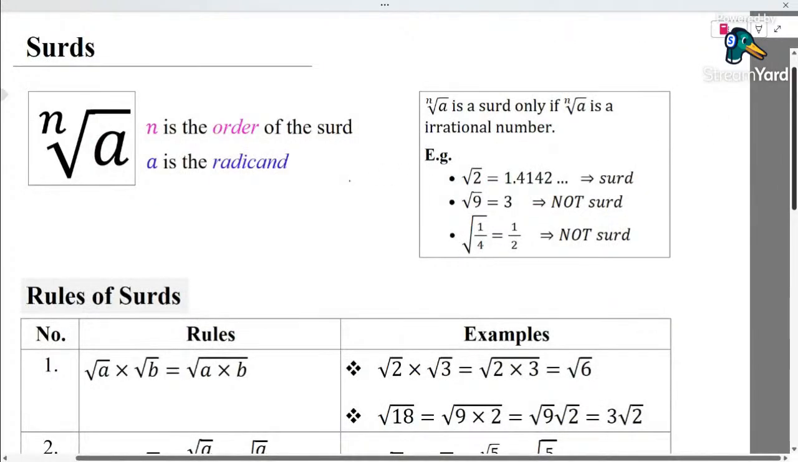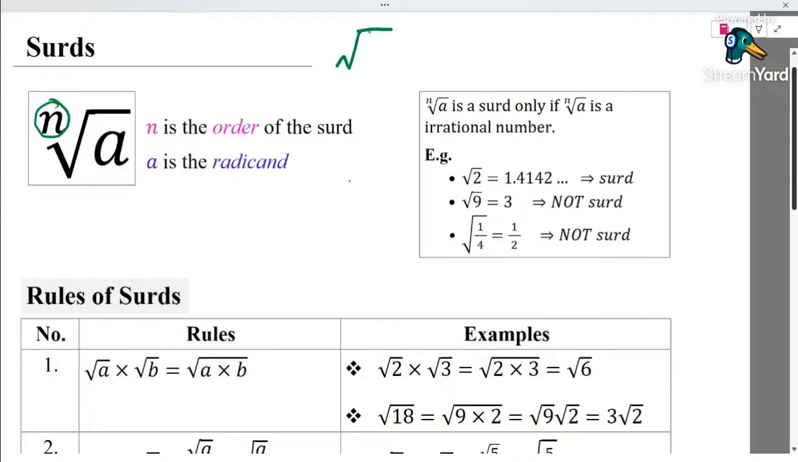Okay. Surds in general, we write in this form here. The n here is trying to tell you the order of the surd, so the root involved in the surd. For example, let's say I have this one without any number. This is referred to the case of square root. This is the case of square root.